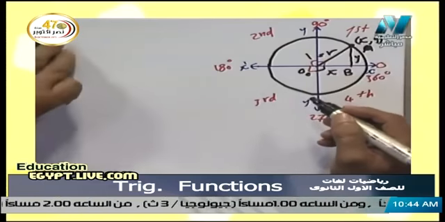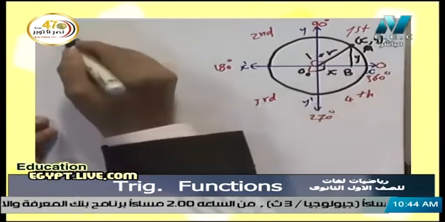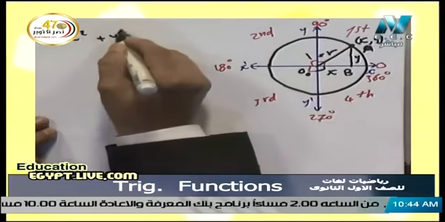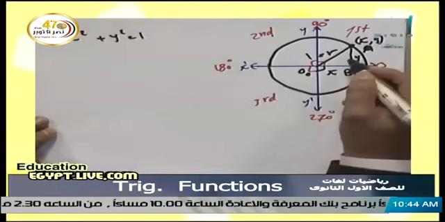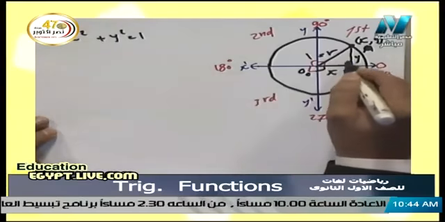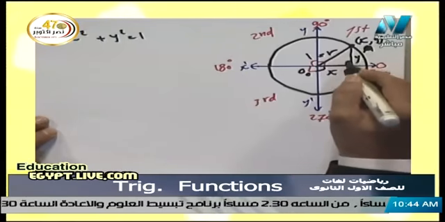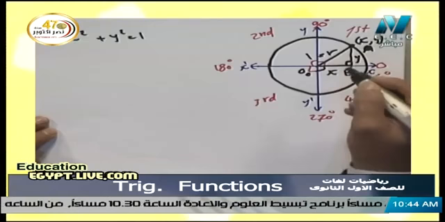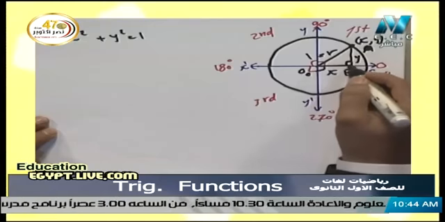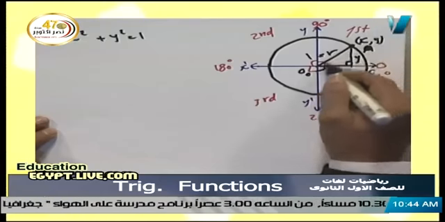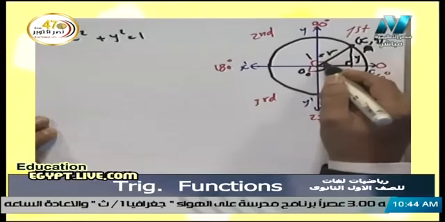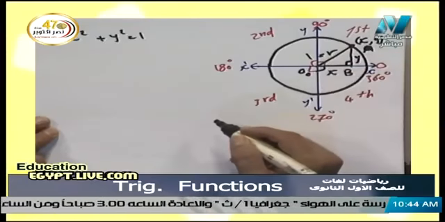So as we know, x power 2 plus y power 2 equals 1 from the Pythagoras theorem: this side power 2 plus this side power 2 equals the hypotenuse power 2. The hypotenuse here is 1, so 1 power 2 equals 1.